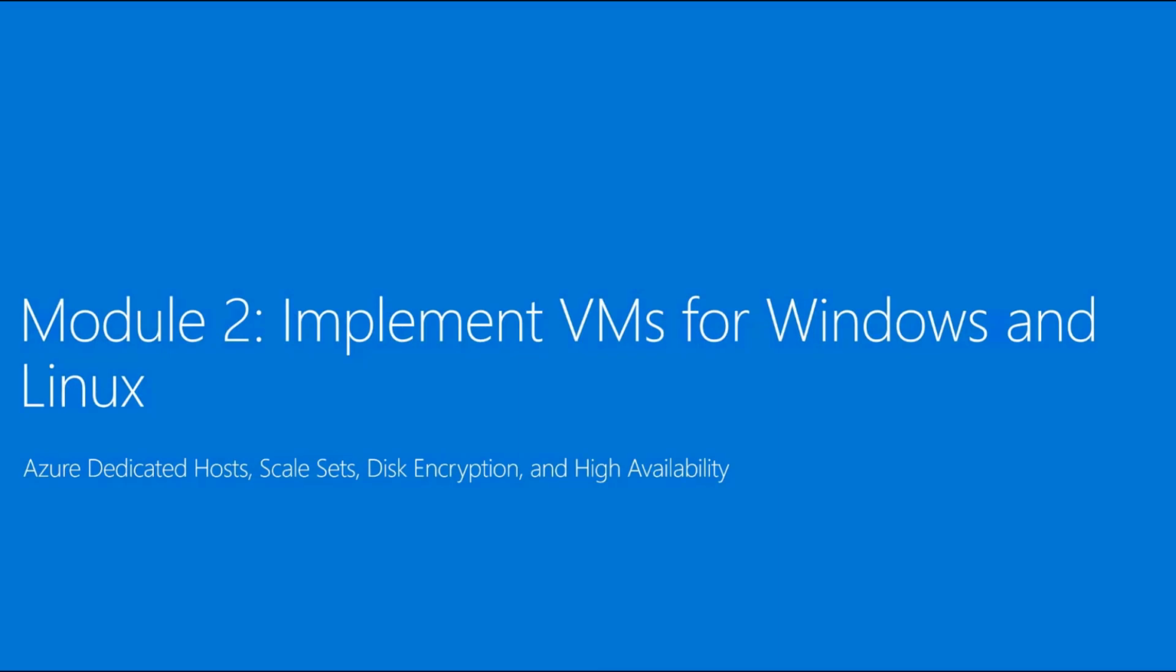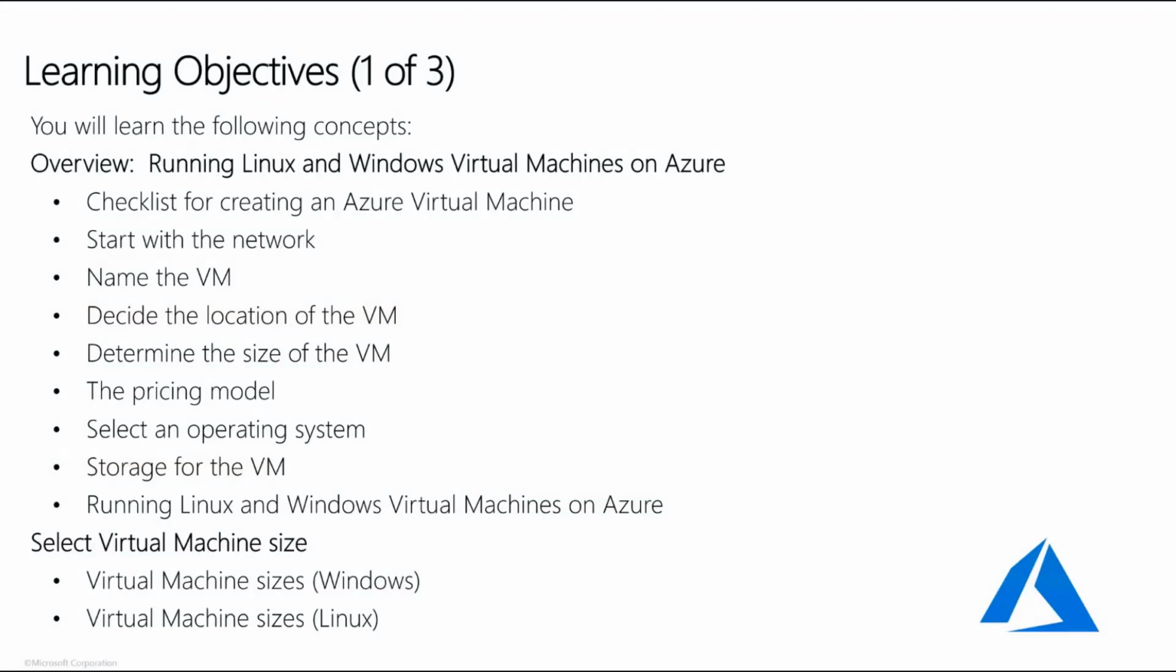So this is module 2, where we will talk about implementing VMs for Windows and Linux workloads. This includes dedicated host, scale sets, disk encryption, and high availability. These are some of the learning objectives.